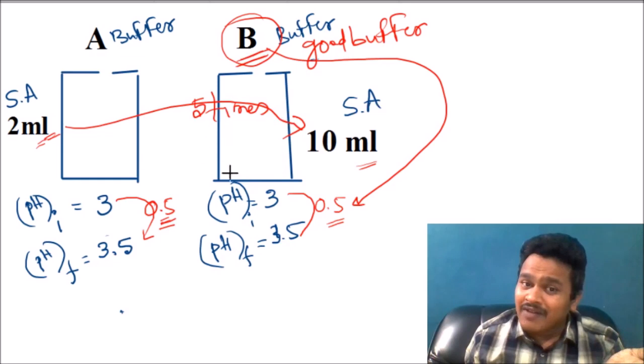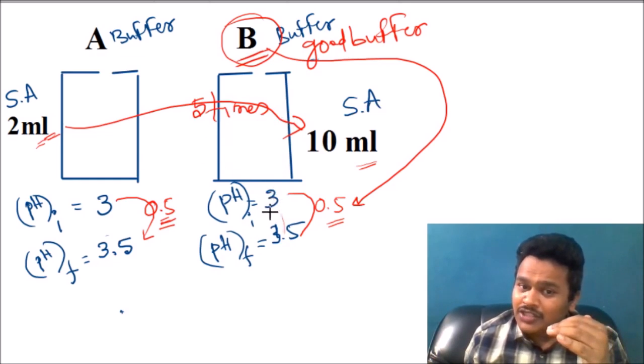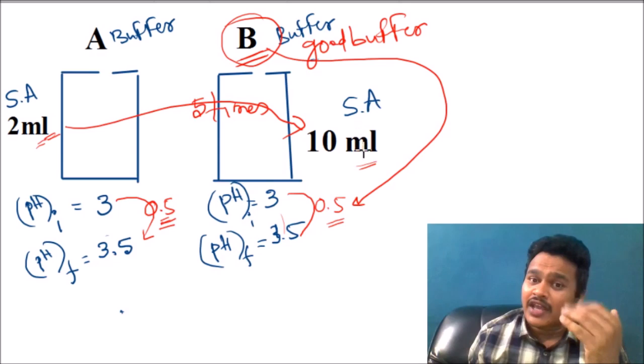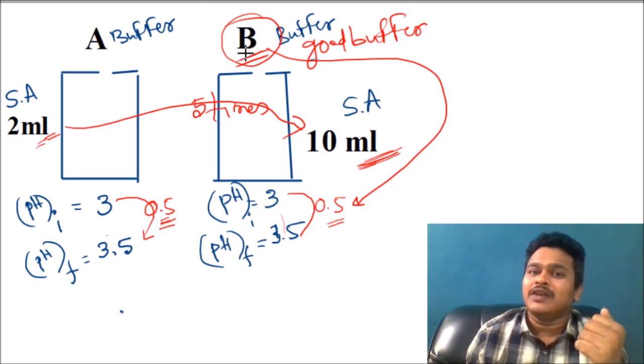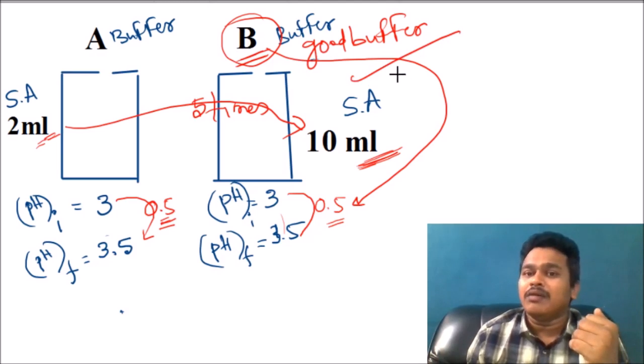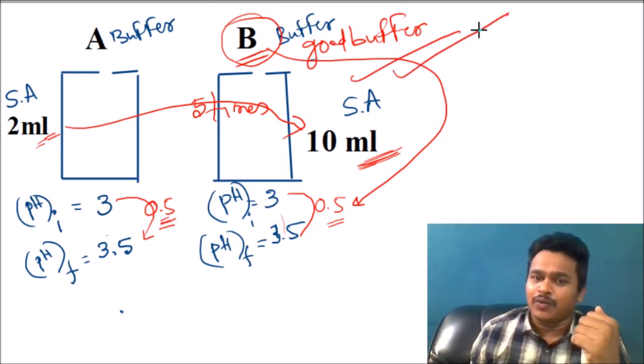That means it is having a capacity to maintain the pH. It is not allowing a drastic change even when you are adding a large amount, that means 10 ml of a strong acid. That is why B is a good buffer. That is why B's buffer capacity is more. That is why B's buffer index is more.